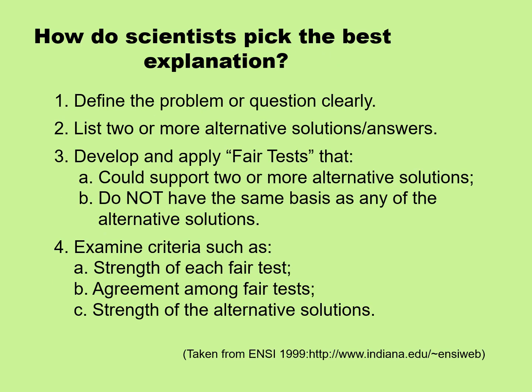How do scientists pick the best explanation? First, define the problem or question clearly. Then, list two or more alternative hypotheses. Develop and apply fair tests that could support two or more alternative solutions, but do not have the same basis as any of the alternative solutions. And you should examine criteria such as the strength of each fair test, the agreement among fair tests, and the strength of the alternative solutions.